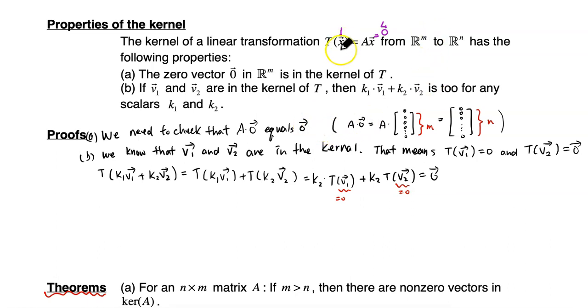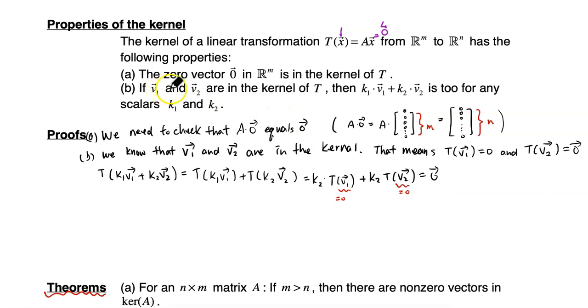And that's easy to check. We just need to plug it in. Let's see what T of 0 is. If we do T of 0, it's equal to A times 0, and that is obviously equal to 0. So given that this happens, we know that 0 is in the kernel. This 0 here and that 0 here may not have the same dimension. One is an m-dimensional vector, and this one is an n-dimensional vector.